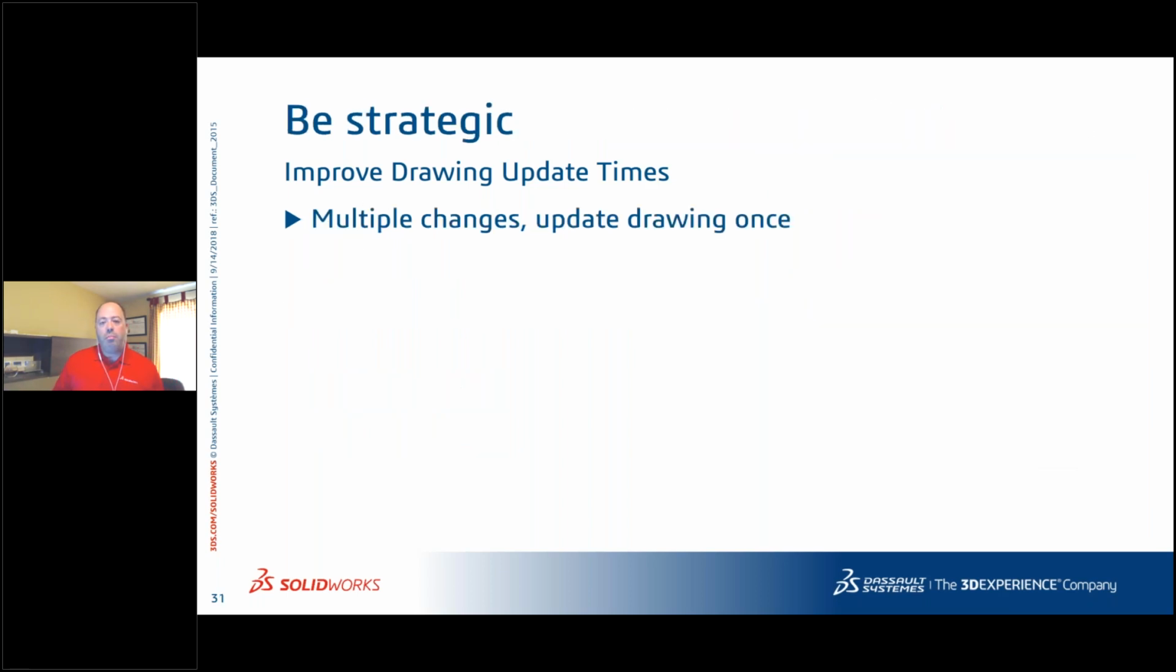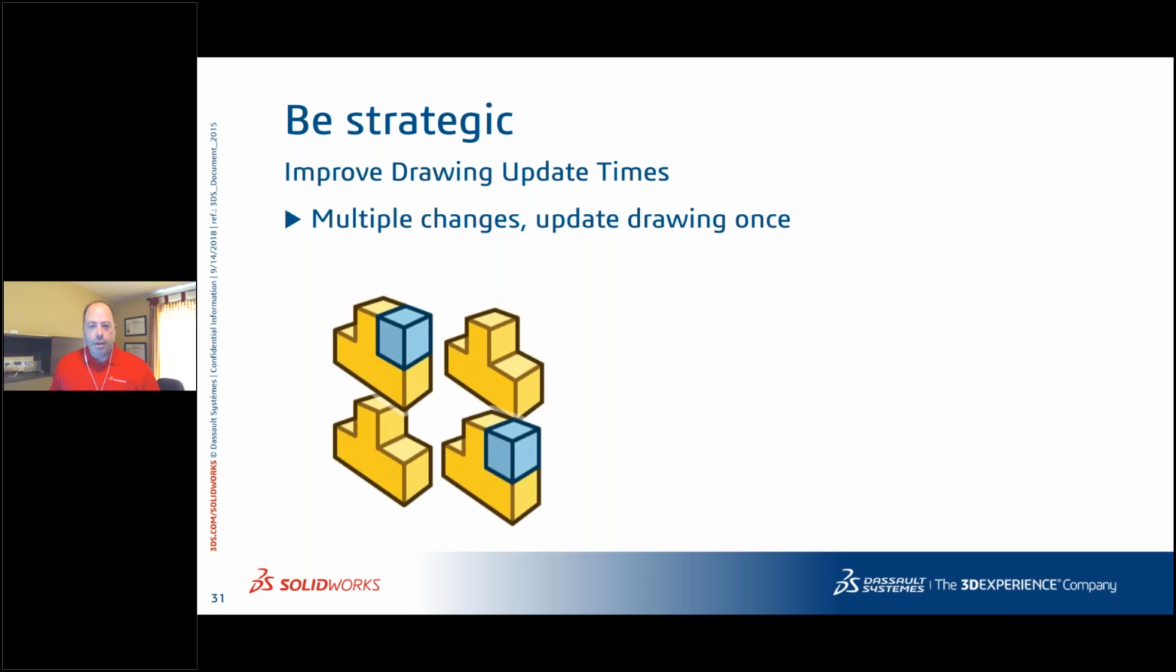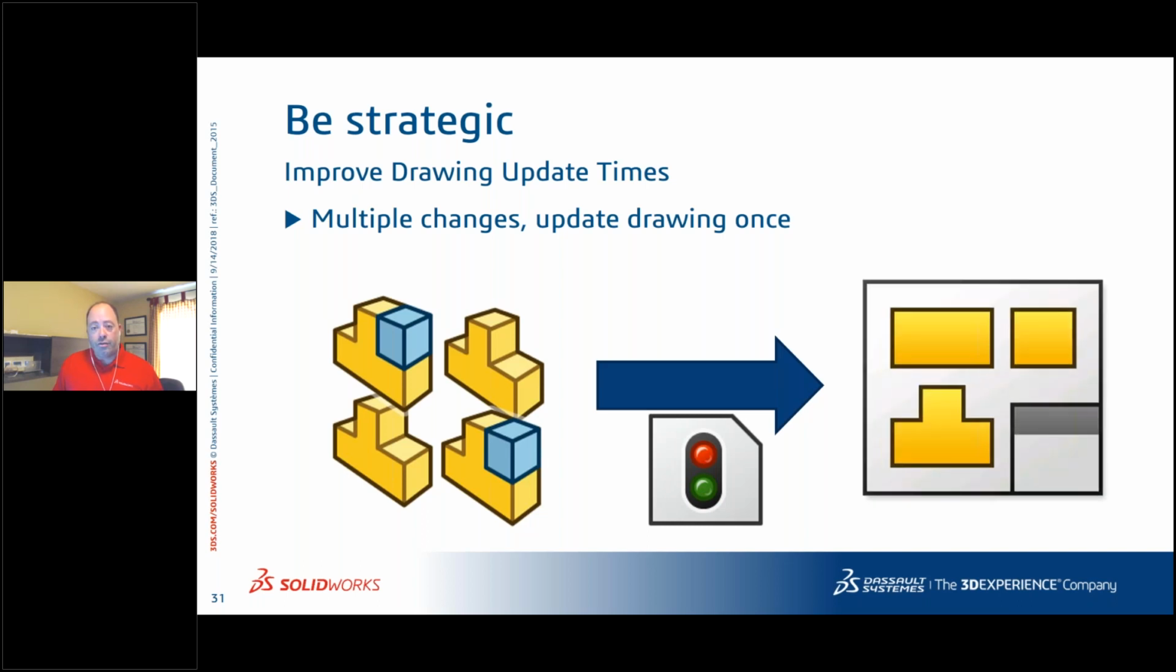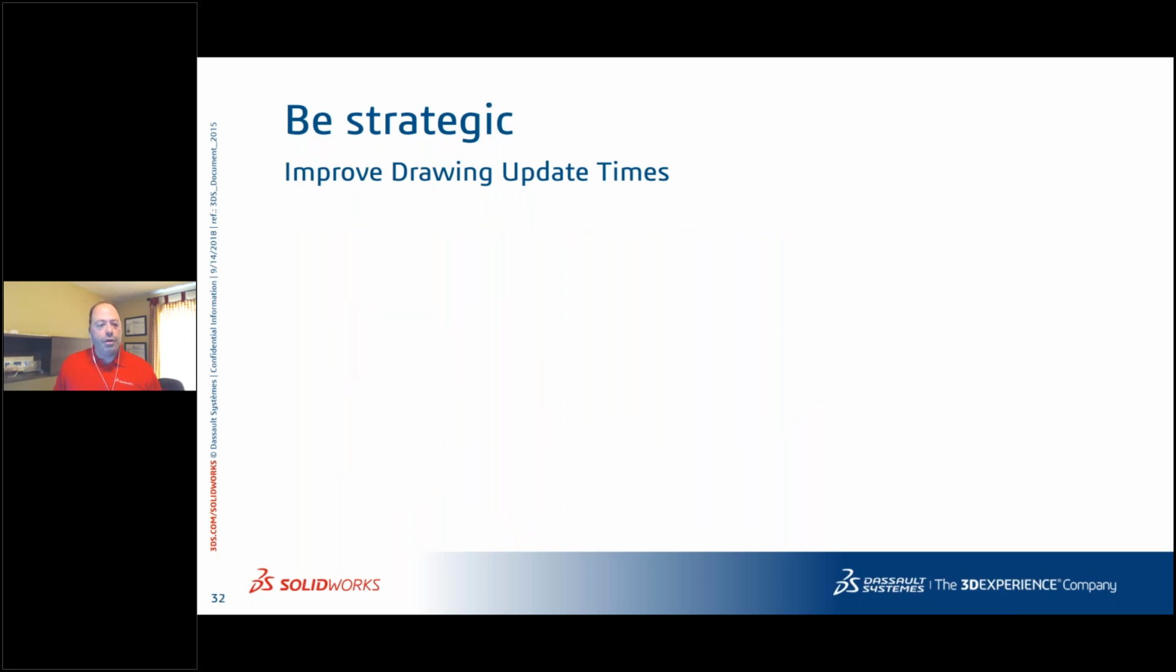And also just be strategic. Now this is just so much common sense. Probably most of you don't need me to remind you of that. But when you need to do some changes, do multiple changes. Go to your assembly, change everything you need to change, and then just update your drawings once, right? So it's just a ton of common sense. Just be careful when you do it.